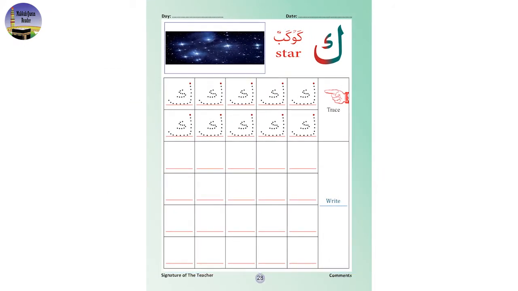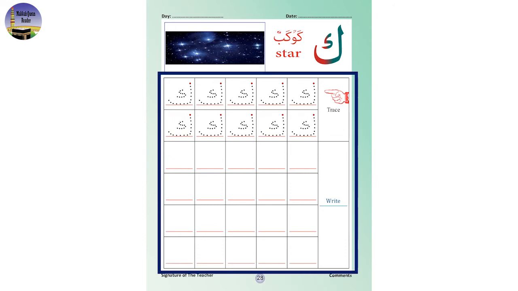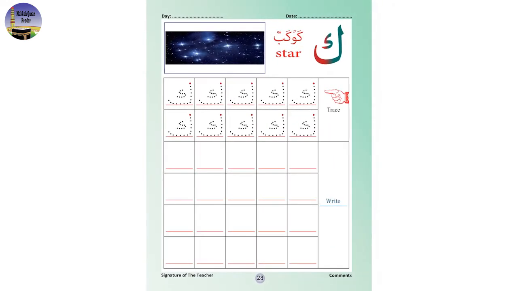Now we will join the dots of kaf. How to write kaf? There is a finger. It's shown you that Arabic starts from the right side.